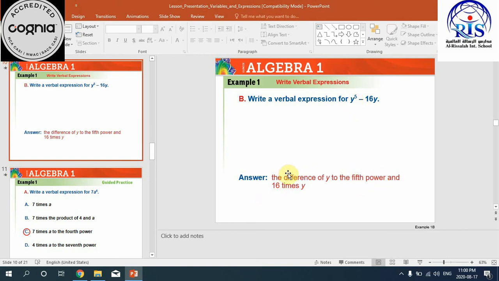Again, why do I say difference? Because I have minus or subtract. The difference of y to the fifth power and 16 times y. As I said before, between 16 and y we have multiplication.